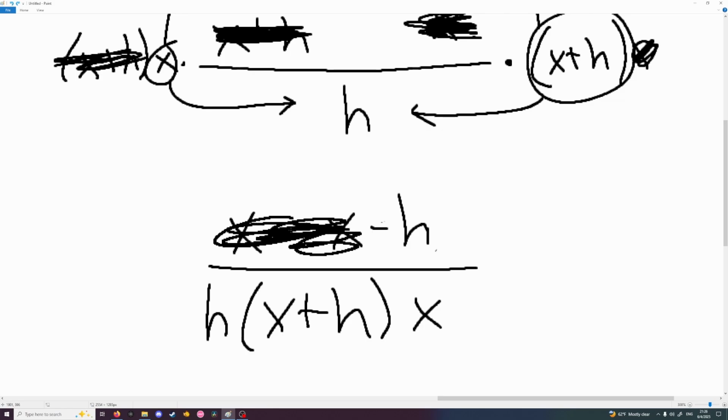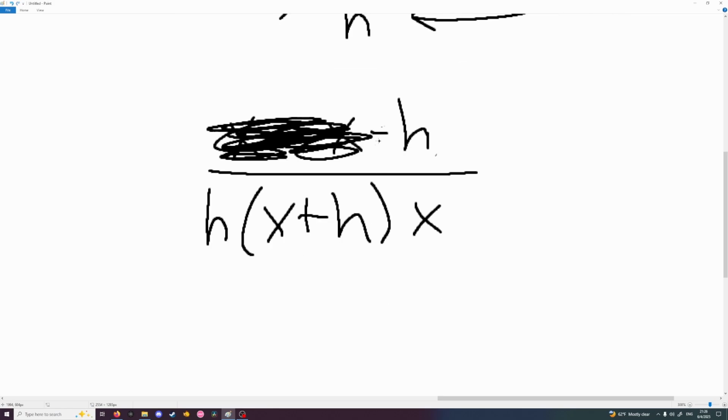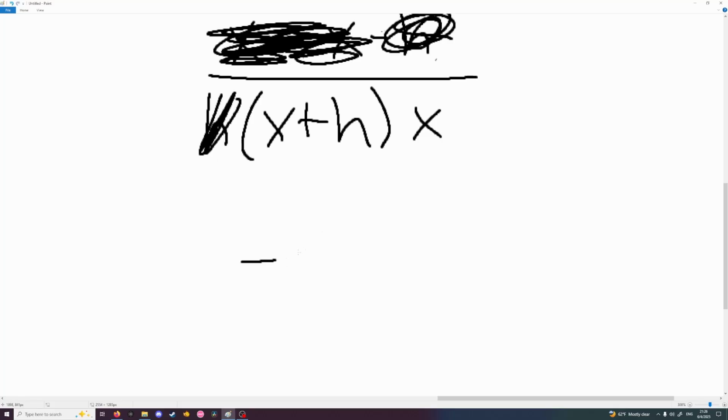So these guys are going to go bye-bye. Forget about them. They're nobodies now. And now we have negative h and then this h. We can just divide these out. So these guys are going to go bye-bye. They're all gone. Which means we have a negative 1 over x plus h times x.